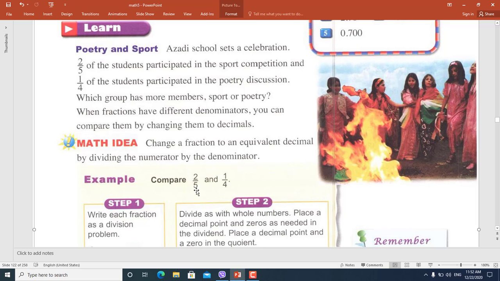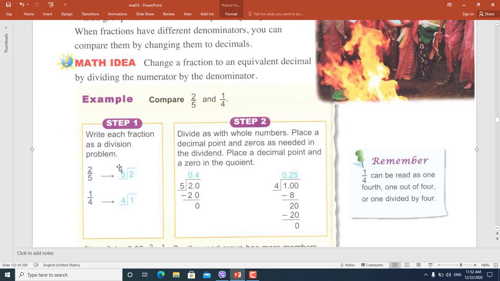We'll divide 2 by 5. That means we divide the numerator by the denominator. Okay, 2 divided by 5. How can we do it? 2 is less than 5. First we put 0. After that, up top, we'll put a point. And next to this 2 we put 0 to make it 20. Now we say 20 divided by 5 is 4, and 4 times 5 is 20. We'll subtract, we get 0.